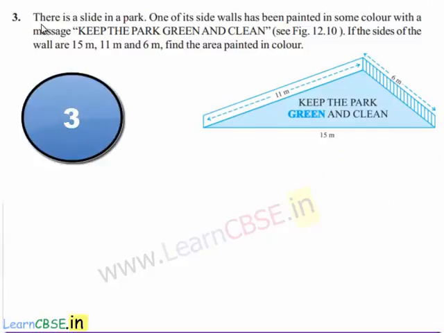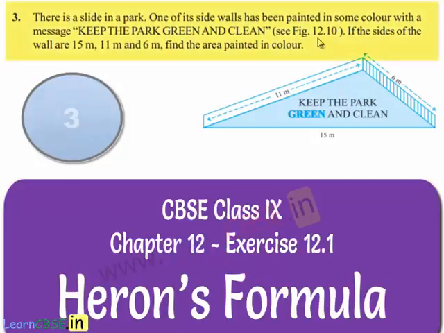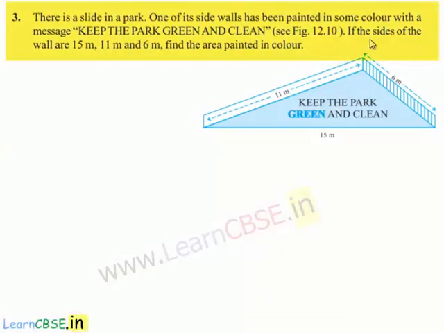Now let us move on to the third question. There is a slide in a park. One of its side walls has been painted in some color with a message, "Keep the park green and clean," as shown in the figure. If the sides of the walls are 15 meters, 11 meters and 6 meters as given in the figure, find the area painted in color. So let us move to the solution.